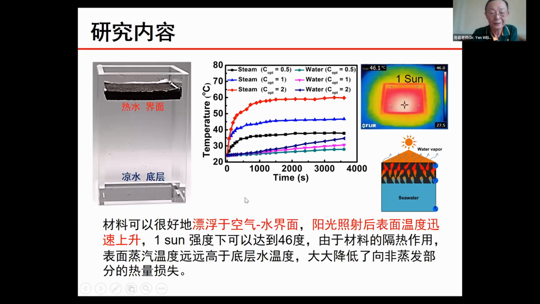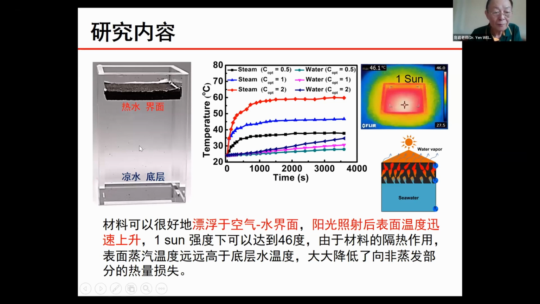Now, this is a key point. We put this material, the foam, at the seawater interface, and then we shine light on. At the interface, the seawater temperature, in just 10 seconds, increases to 60 degrees. Okay, that's the red line. At the interface it is 60 degrees, then the water vapor, of course, gets out. We can collect the water vapor. That's our fresh water.